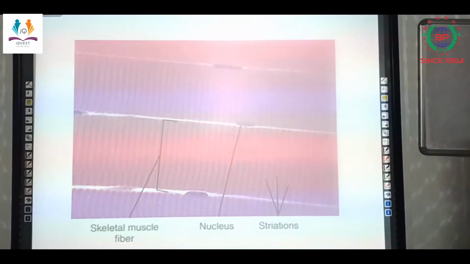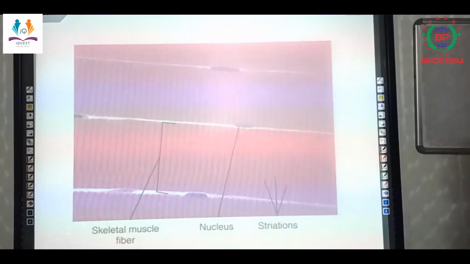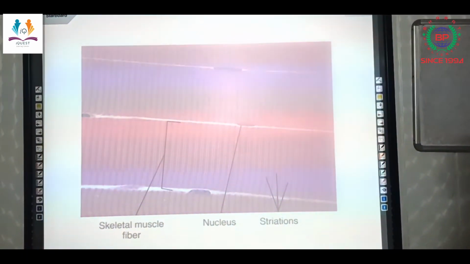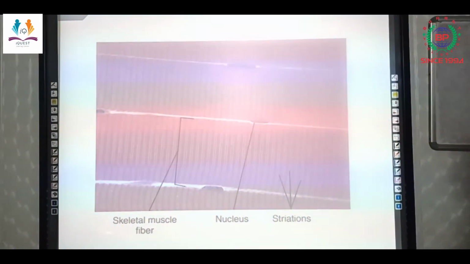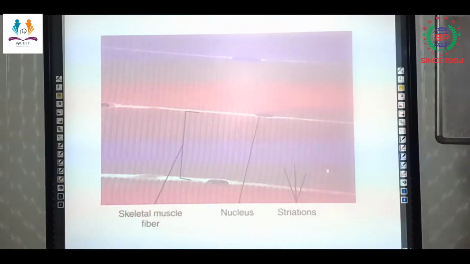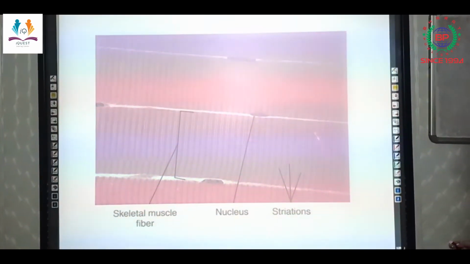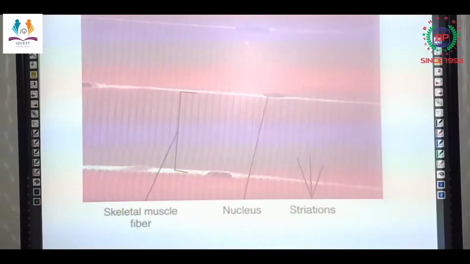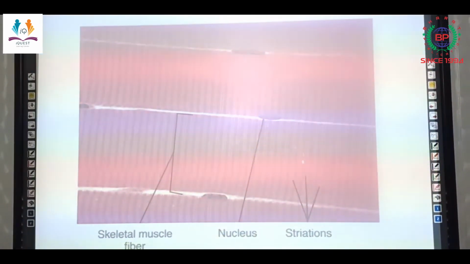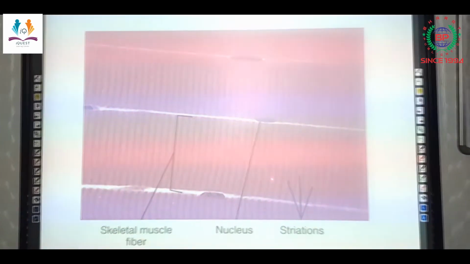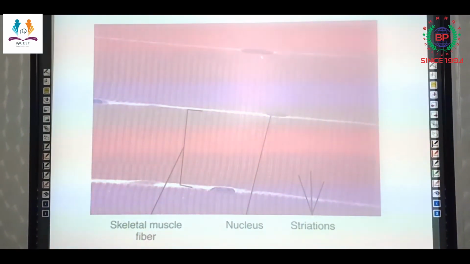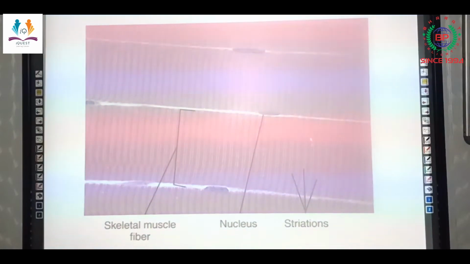Let's discuss the skeletal muscle fiber. It is also known as the striated muscle fiber. Why is it known as striated muscle fiber? Because you can see in the diagram, it has striations, line-like structures, different lines. These are the striations. That's why it is also known as the striated muscle fiber. It has the nucleus. You can see the nucleus. These are the nuclei present within the muscle fibers.